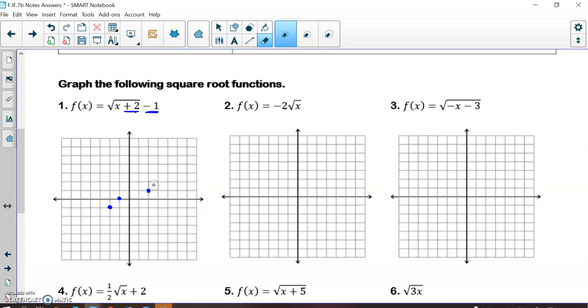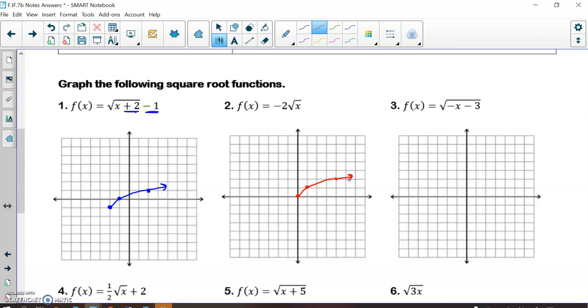Now, the reason why we're doing transformations instead of the shortcut ways with square root graphs is because it actually is a lot easier to do it in this way. All right, so same with number 2. I'm going to just roughly graph my parent function just to show you what happens.